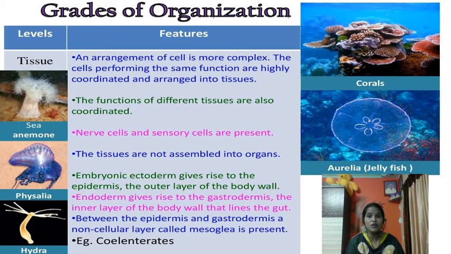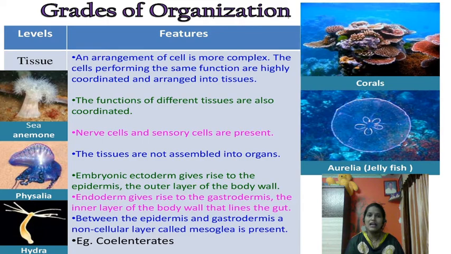So this is an important point. Nerve cells and sensory cells are present. The tissues are not assembled into organs. Embryonic ectoderm gives rise to the epidermis, the outer layer of the body wall. Endoderm gives rise to the gastrodermis, the inner layer of the body wall that lines the gut, and between the epidermis and gastrodermis, a non-cellular layer is present which is called mesoglea.